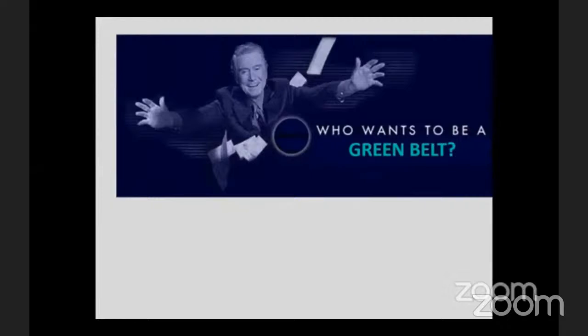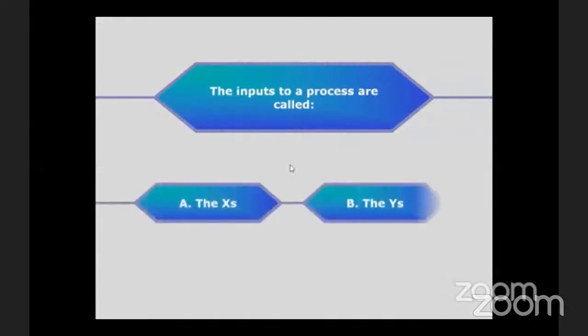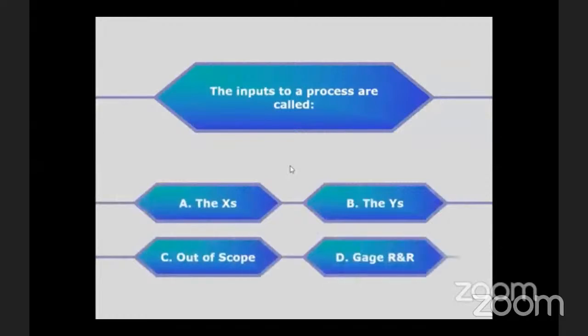Ladies and gentlemen, here is your chance to win $1 million. And first question on your computer screen. The inputs to a process are called the X's, the Y's, out of scope, or gauge R and R. Right answer will give you $10,000. Wrong answer will not give you anything.